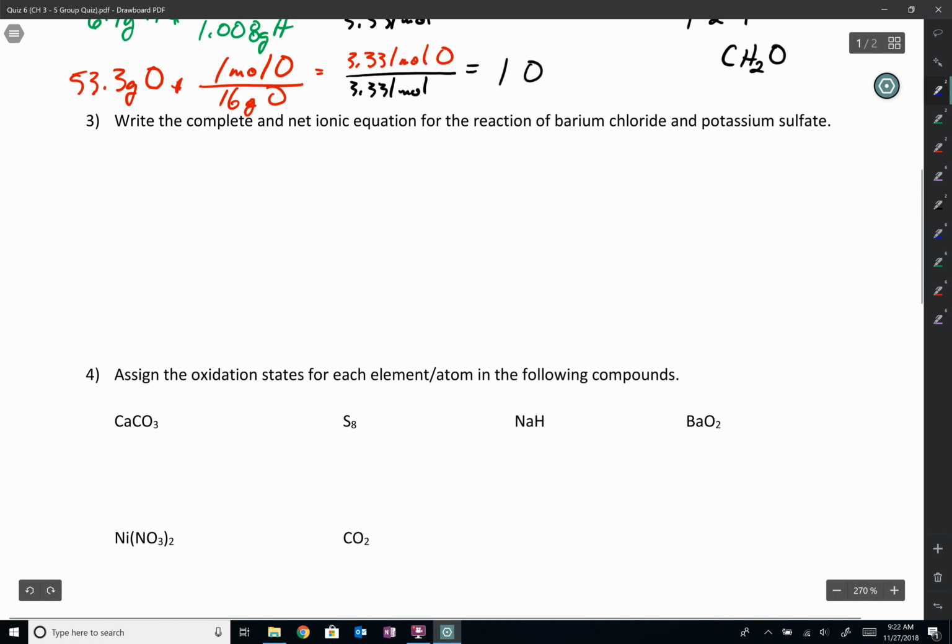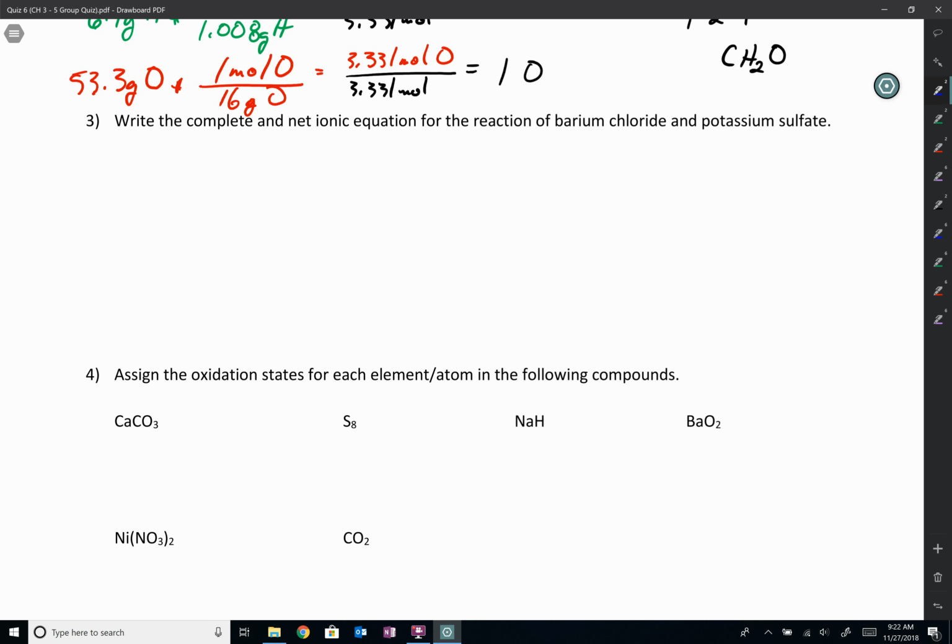Okay, so write the complete and the net ionic equation for the reaction of barium chloride and potassium sulfate. Now this question assumes that you know your solubility rules for ionic compounds. And remember that solubility rules for ionic compounds are always going to be given to you on the exams and the quizzes that we have, right? And so if you want to pause and look up that information, it's in your book or I posted it online. I'm going to be using those solubility rules in this problem.